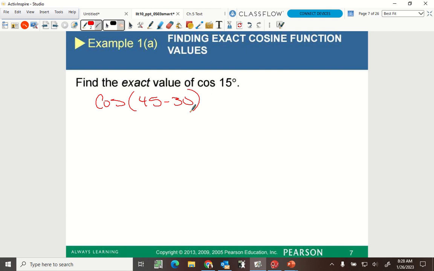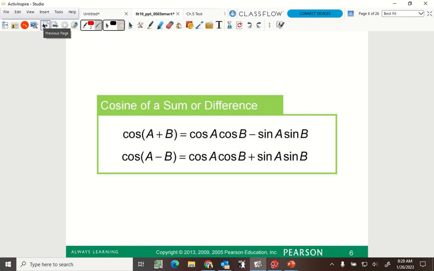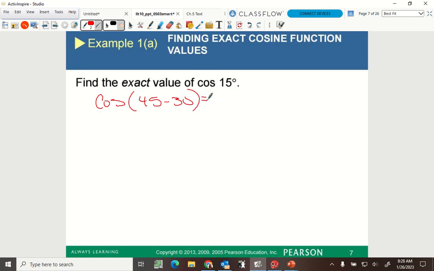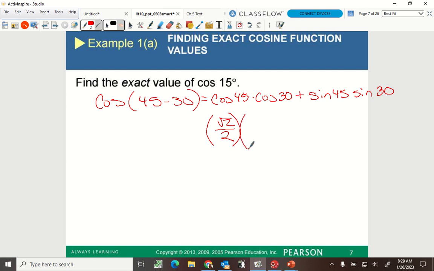Now, the formula that goes along with that says that I'm going to have cosine cosine plus sine sine. So cosine of 45 times cosine of 30 plus sine of 45 times sine of 30. Knowing your unit circle is what's going to make this a lot easier. Cosine of 45, off the top of the dome? Rad 2 over 2. Cosine of 30? Rad 3 over 2.